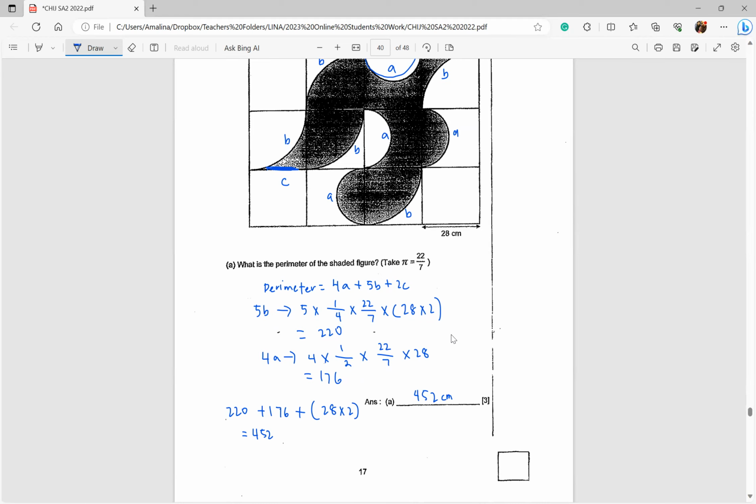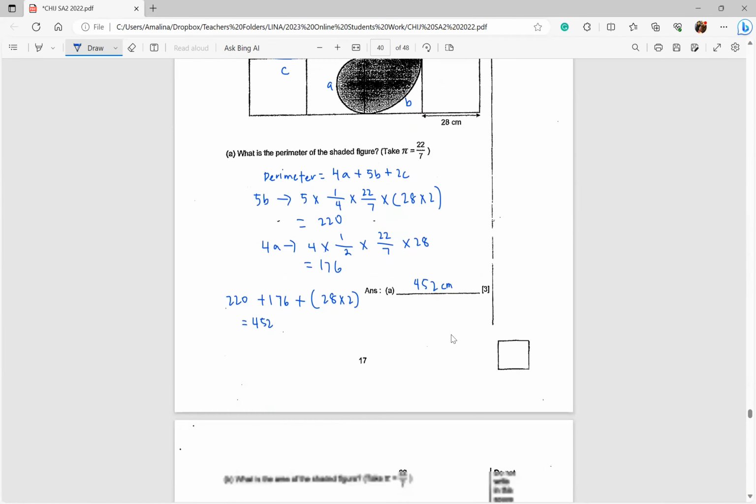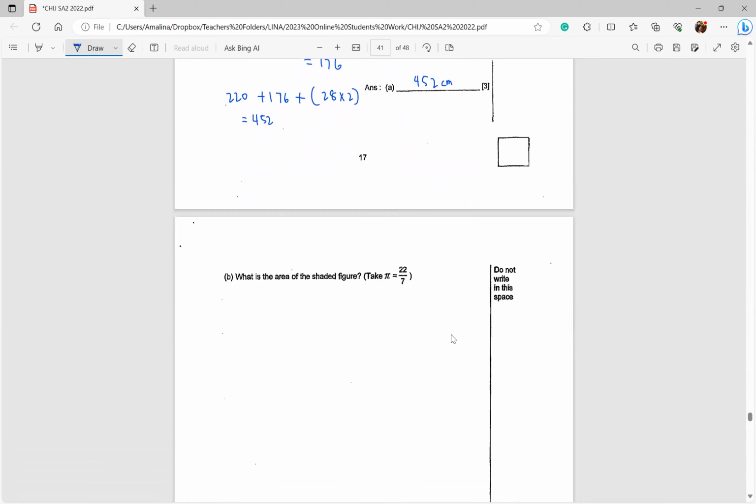So if you actually label your letters, it's easier for you to work out the perimeter. Now for part B, what is the area of the shaded figure?